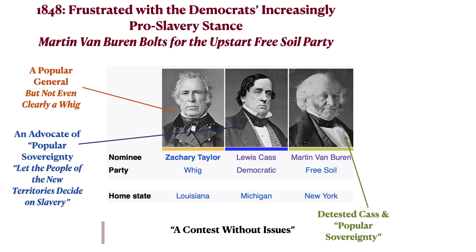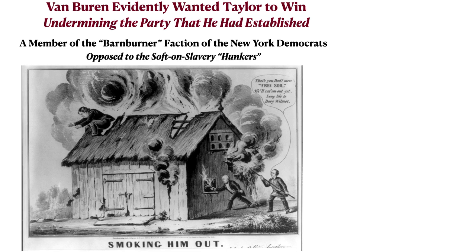He hated Lewis Cass, evidently, hated the idea of popular sovereignty, did not want slavery to expand. So he bolts a party that he helped create and joins this new one. He knew he wasn't going to win, but he was hoping that Lewis Cass would not win. He associated himself with what at this time became known as the Barnburner faction of the New York Democratic Party.